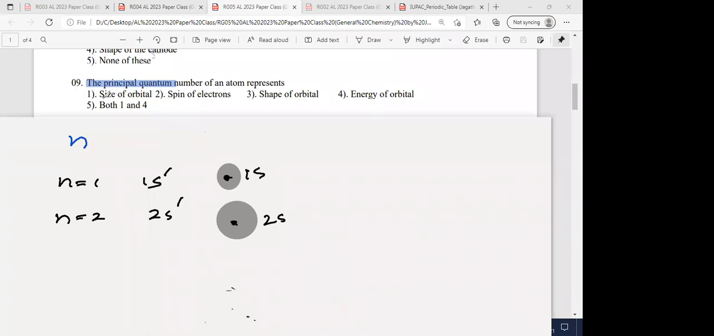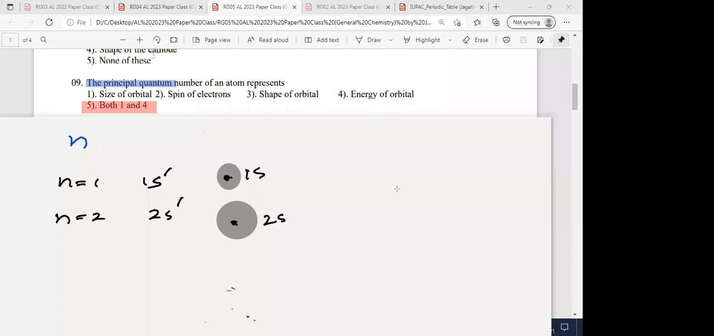You can have an idea about the size of the orbital also, correct? Energy also you can get an idea. You can get both energy and the size, because when it becomes 2s, the size is more than 1s. The 2s orbital, the size is more than 1s. So therefore size and energy both you can get from this. Principal quantum number represents both size and the energy. Answer is 5. Right, good.